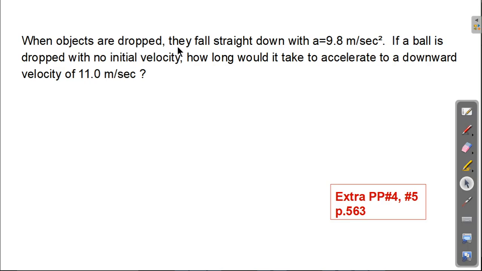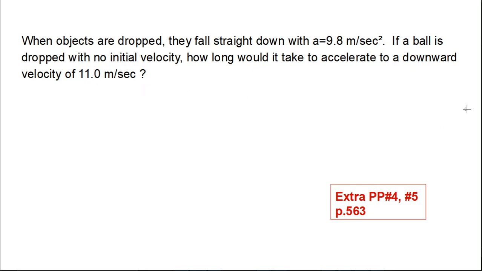When objects are dropped, they fall straight down with an acceleration of 9.8 meters per second squared. This right here is gravity. Sometimes I forget to put the square, so bear with me, but know that acceleration always has these units, meters per second squared. Sometimes I forget, but you need to put it in there, and I'll try to remember. If a ball is dropped with no initial velocity, then how long would it take to accelerate to a downward velocity of 11 meters per second?